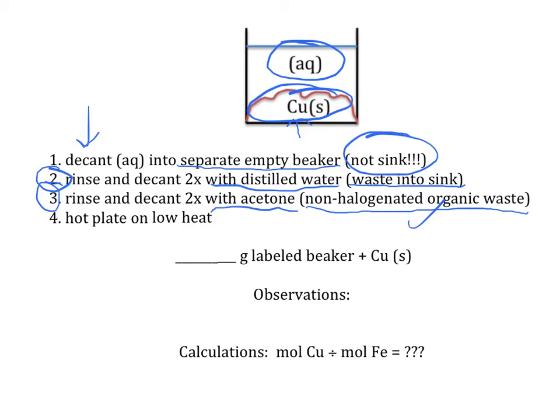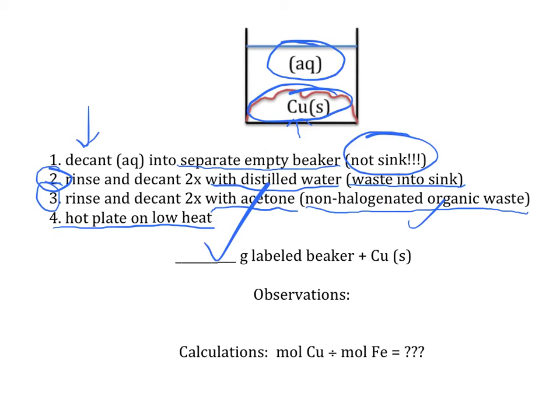So now the copper's been rinsed with acetone. It's still wet, but when something's wet with acetone, it actually dries very, very quickly compared to water. So if we put the beaker on a hot plate on low heat, it should dry in a couple of minutes, as opposed to water, which might take way longer than you have to finish the lab. So at that point, you've got your dry copper in a dry beaker. Let it cool for a few minutes, and then go ahead and bring it over to the flat top scales and get the mass of the labeled beaker and copper at the end.